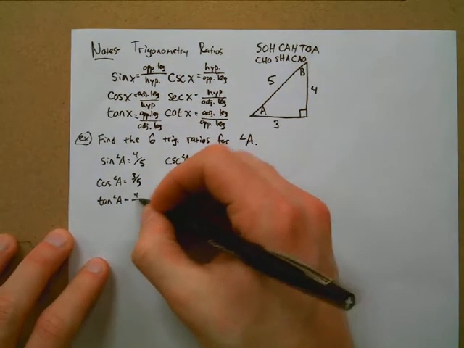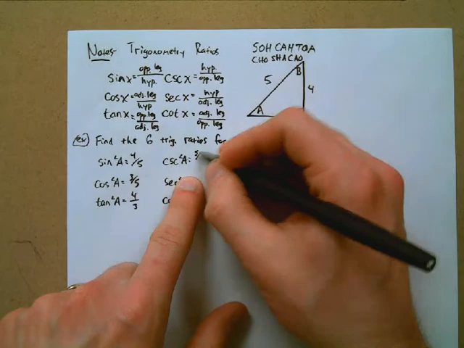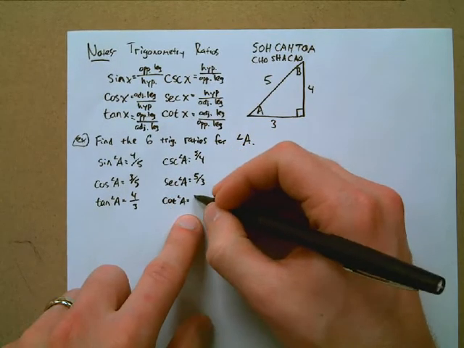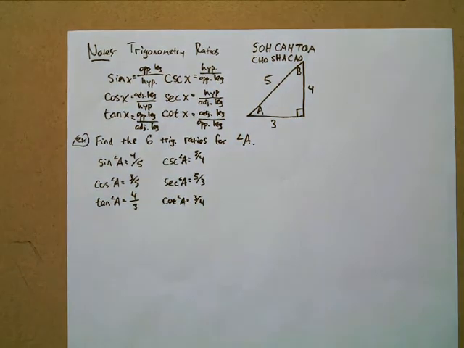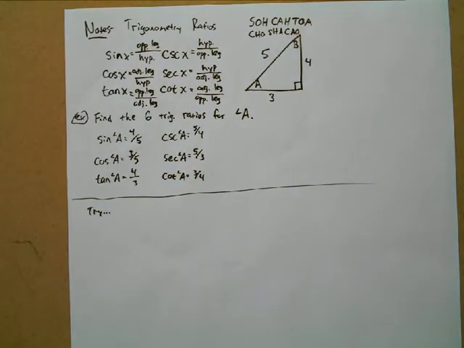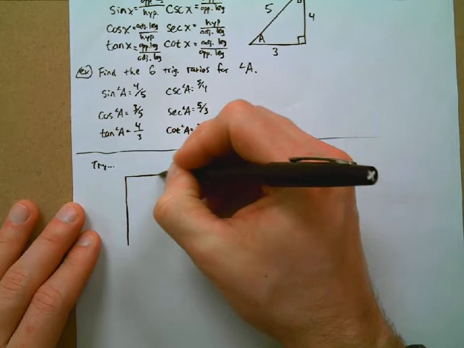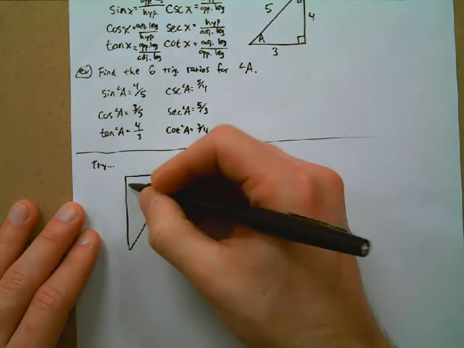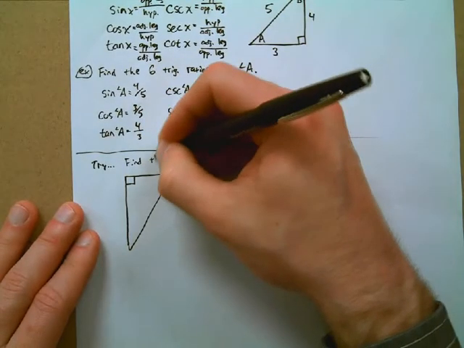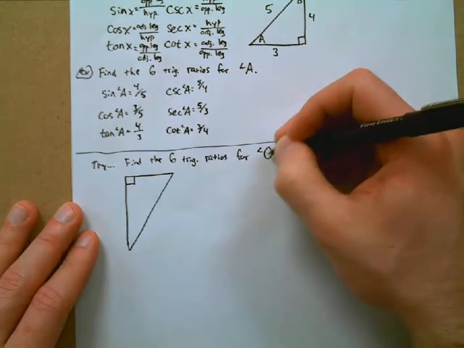Let me give you guys one try. Draw a triangle here, and let's just say find the 6 trig ratios for angle theta. All right? That is a Greek letter often used to name an angle. Theta, T-H-E-T-A. Okay? Greek letter theta. And so we'll just put this here, and then this here, and then this here. Okay? So go ahead, find those 6 trig ratios for angle theta.